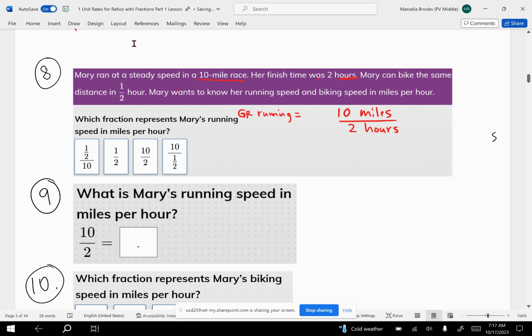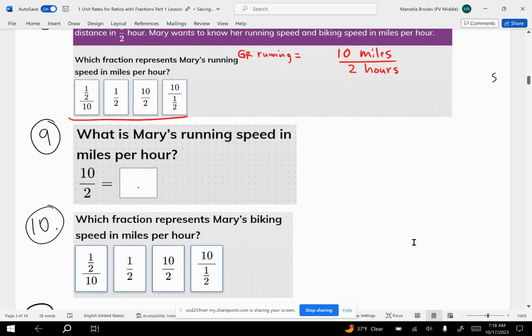So, which of those fractions? I'm not going to read the rest of it. Well, actually, I will. Mary can bike the same distance in half an hour. Mary wants to know her running speed and biking speed in miles per hour. So, first, we want to know her running. Her running speed is 10 miles in 2 hours. So, which of these fractions over here represent 10 miles in 2 hours? You're going to circle which one, and then you're going to calculate it. What is Mary's running speed in miles per hour?